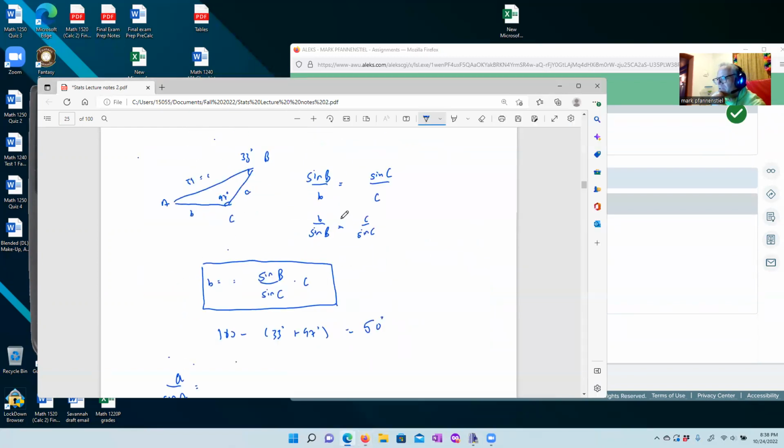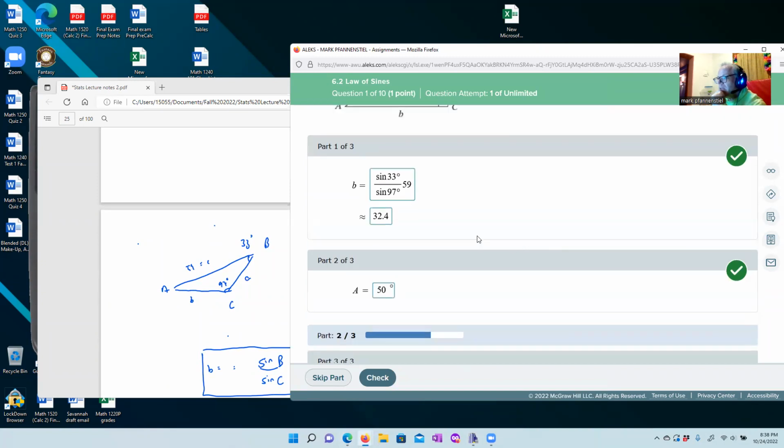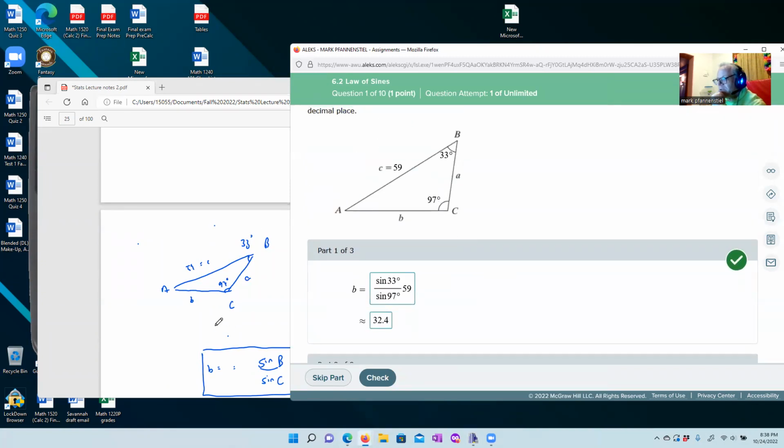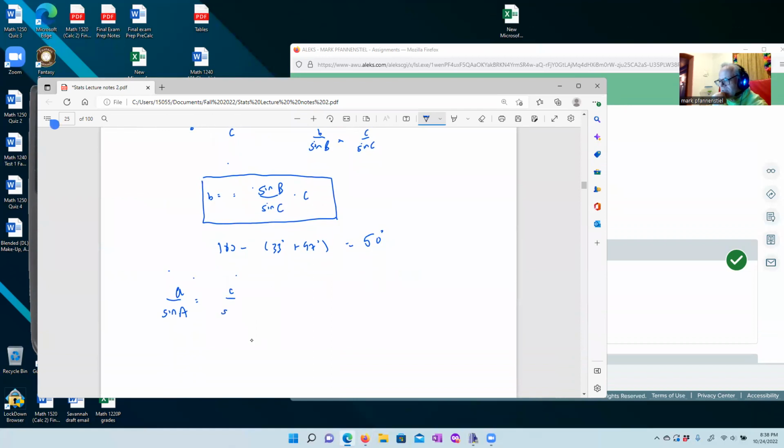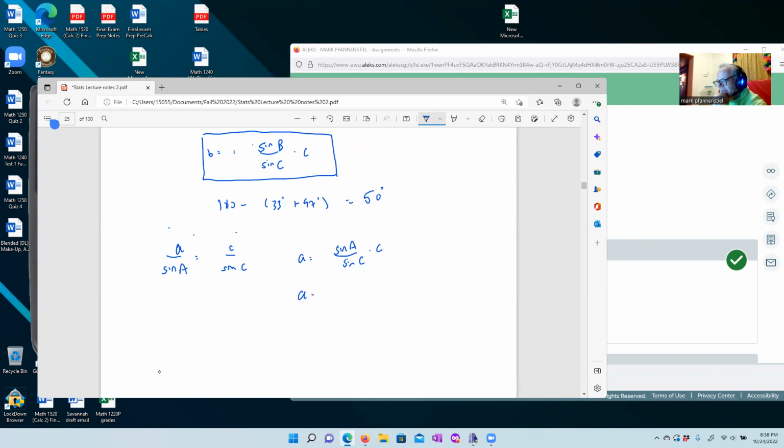Okay, and then pick any other two. Pick two that you know. So we have side C and angle C. So we're going to say that's 59 equals C is to sine C. So A is equal to sine A over sine C times C. And this is going to be A equals sine of 50 degrees over sine of 97 degrees, times what length do we need? 59. 59, and then we should have it.